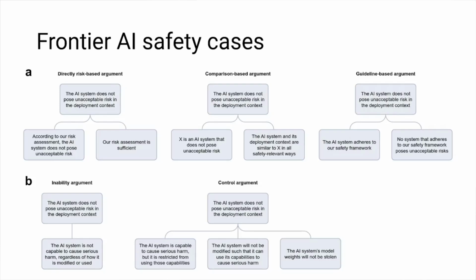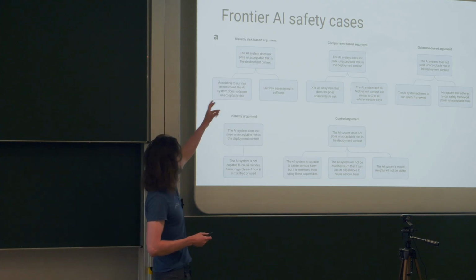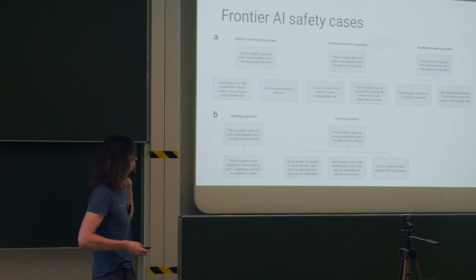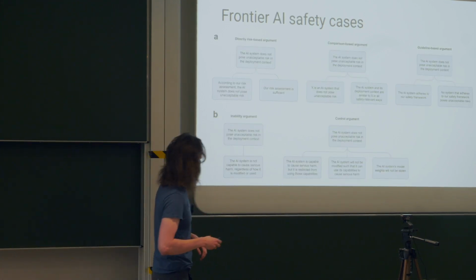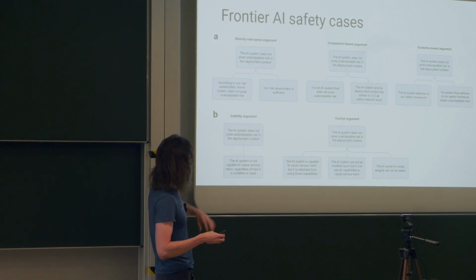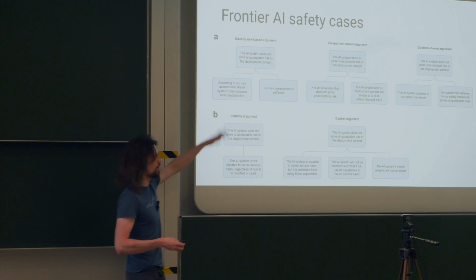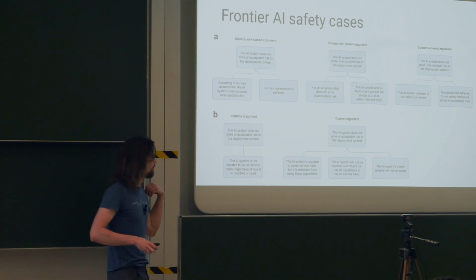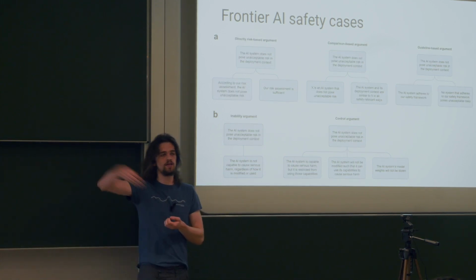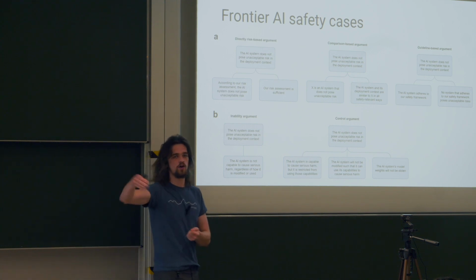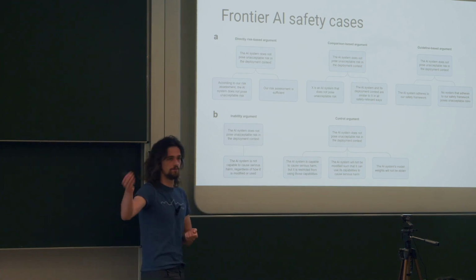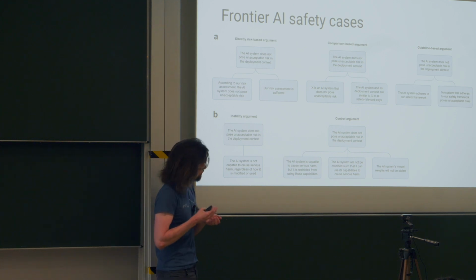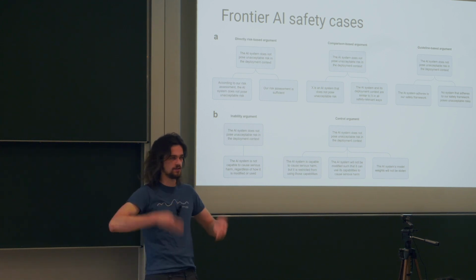And these AI safety cases might come in a variety of different flavors. Again, I appreciate this might be hard to read, but just to give you a sense of how people are thinking about these things and applying them, you might make a directly risk-based argument. So the AI system does not pose unacceptable risk because it doesn't pose any risk according to some risk assessment, and this risk assessment is sufficient. Maybe you make more of a comparison-based argument, so you say it's comparable to some previous or currently existing system, and we are confident that that other system is safe. And so if our AI system is similar to that other system in all the relevant ways, then this one should also be safe.